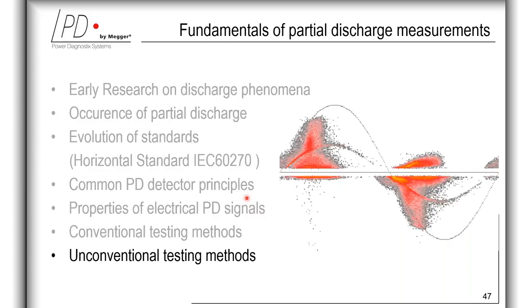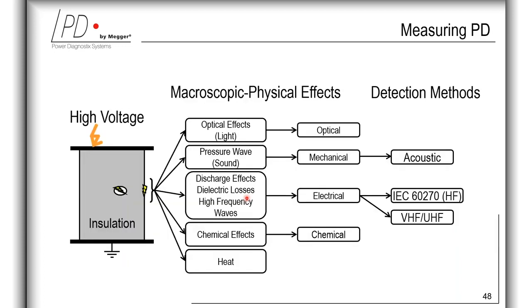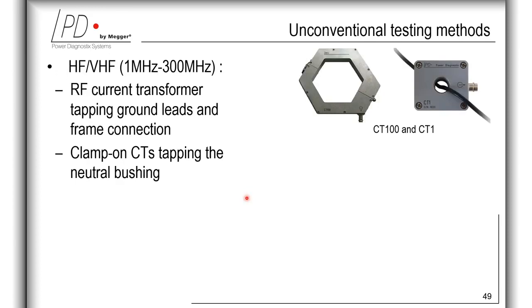Now we are coming to unconventional testing methods. Here in this last chapter, we will be talking about acoustic and very high frequency, ultra high frequency measurements. Before, we were talking about conventional testing methods within IEC range below 1 megahertz, but another way of capturing transient currents is inductive coupling. The most prominent inductive coupling is the radio frequency current transformer.